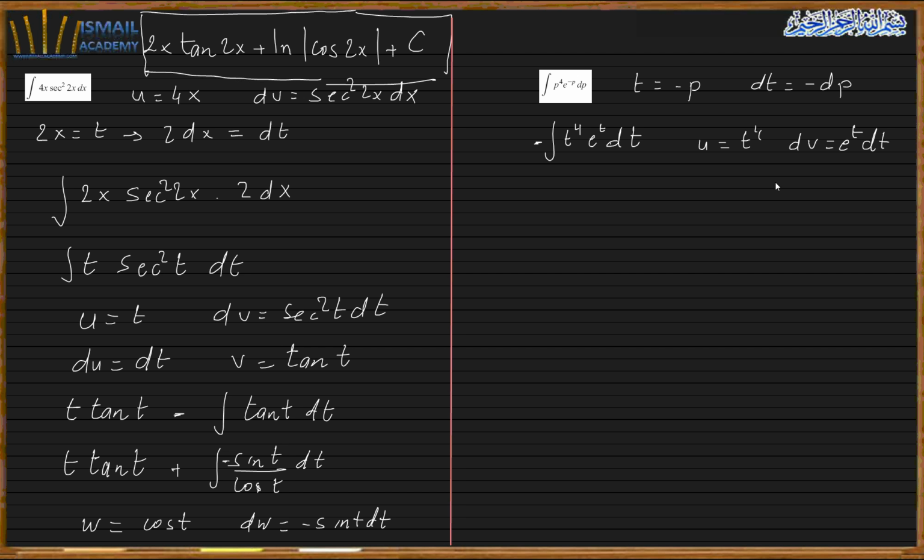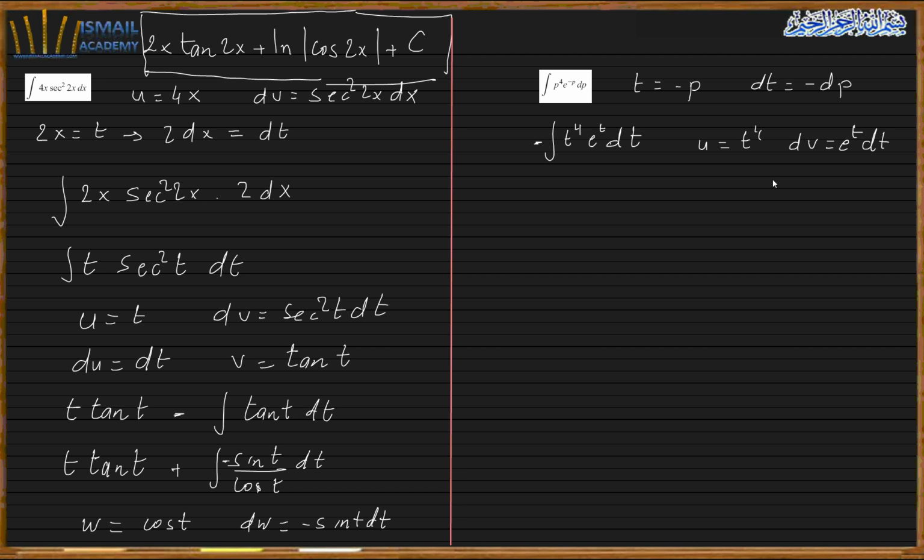Alright, so here, it's clear now. So dv/du will be 4t cubed and v will be just e to the t. You see, it's very simple. Now it's going to be equal to t to the 4 e to the t minus the integral of v du, which is going to be 4t cubed e to the t dt. Oh, dt here, sorry.